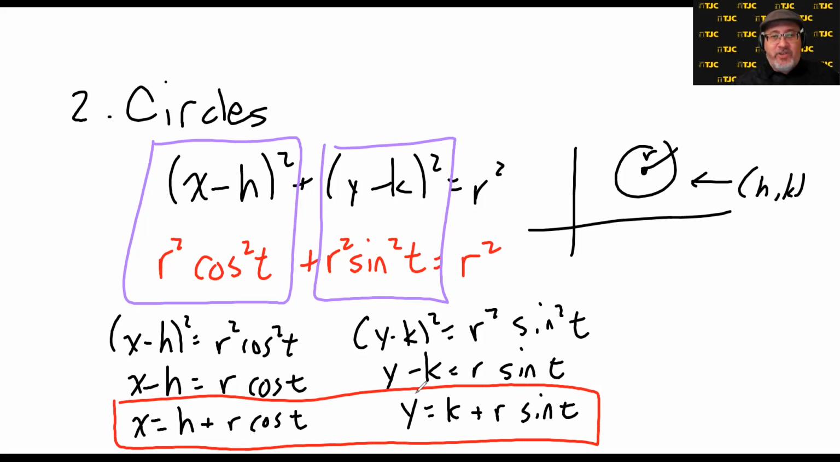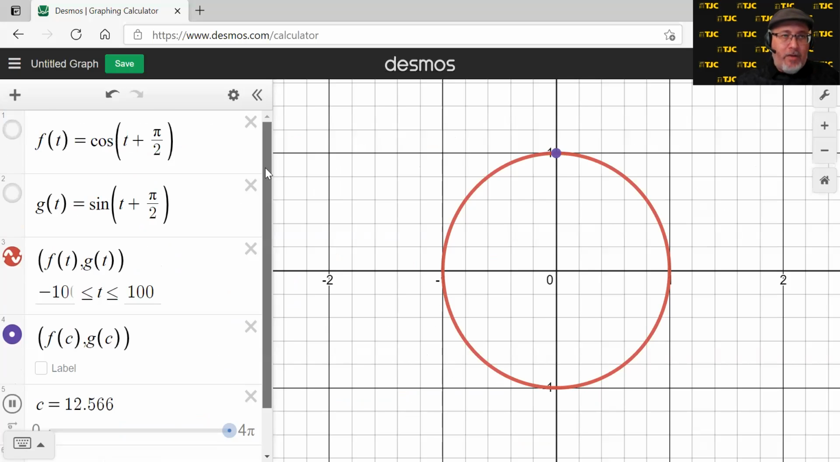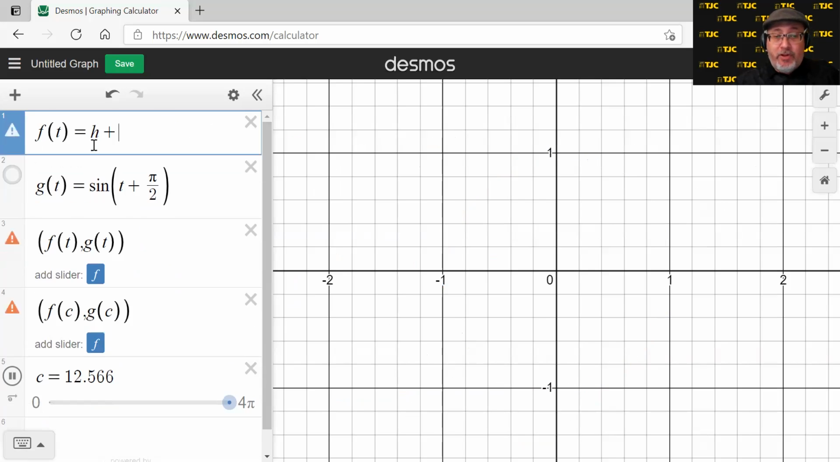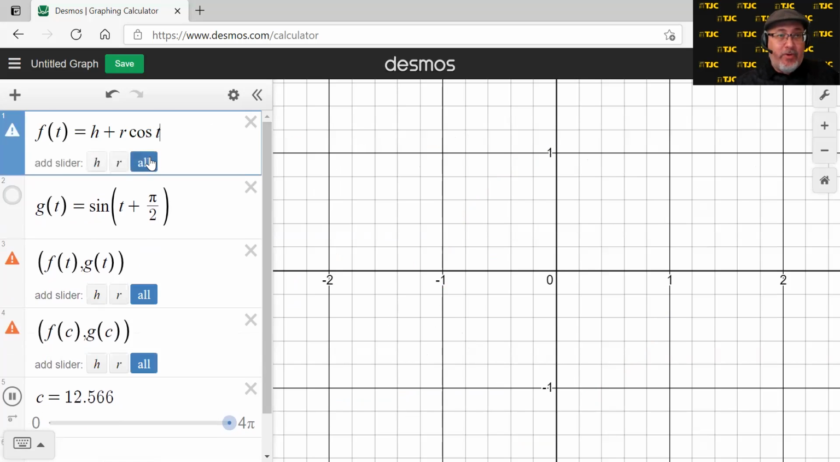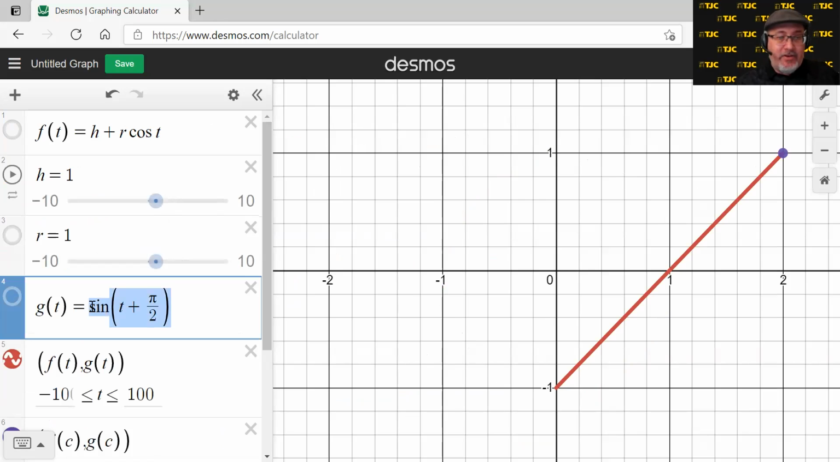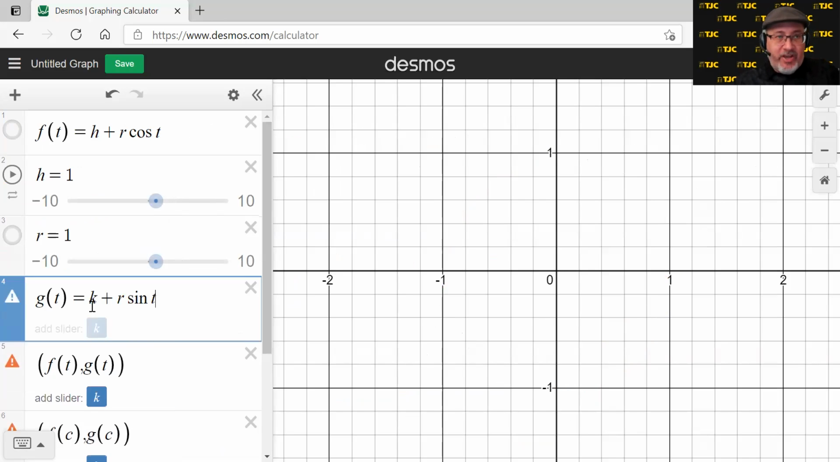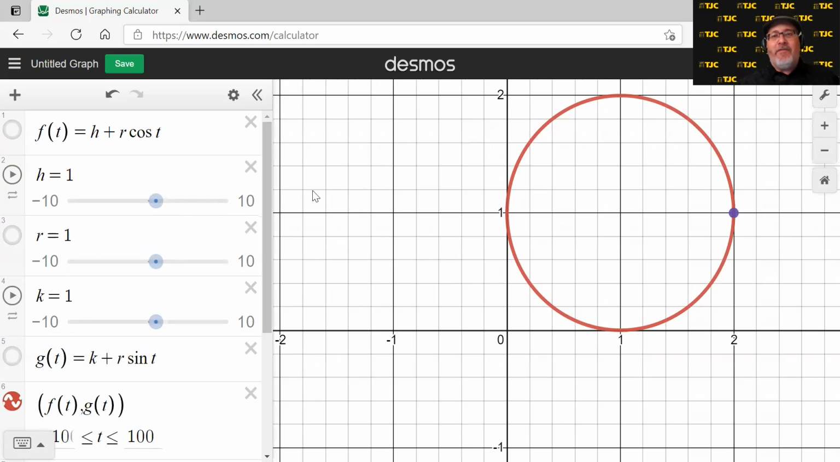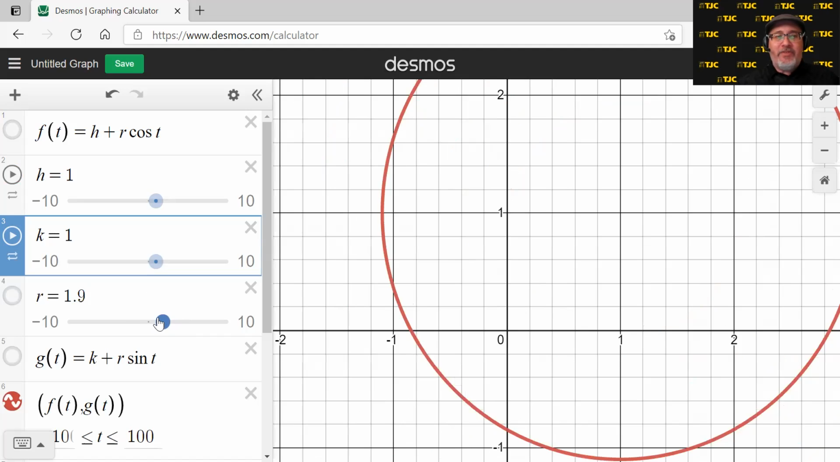Just for kicks, let's go into Desmos, take a look at that real quick. Let's see. Desmos, please. All right. So we'll say, I'm actually going to put h plus r cosine t, and we'll add sliders for those, and k plus r sine t. We'll add a slider for that. Let's get all our sliders together. But if you notice, I've already got a circle because it's defaulting a value of 1 for h, r, and k. K being the hk being the center and r being the radius. So if I increase the r, I should get a bigger circle. Wonder what happens if I go negative.